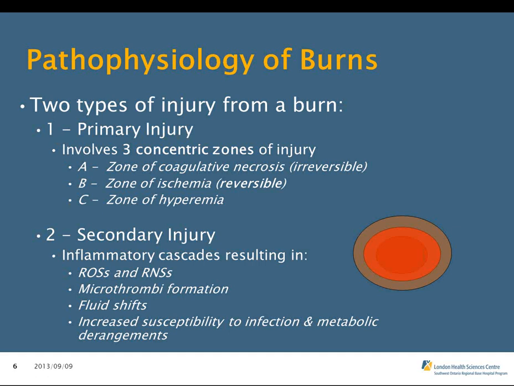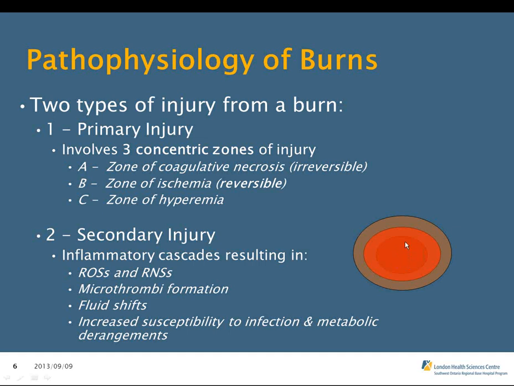So if we look at the primary injuries, whenever there's a thermal burn on the skin somewhere, we end up developing three concentric zones of injury. I've tried to make a graphic on the right-hand side here to help us appreciate what that looks like. If we look at zone A, which is the darkest region in the center, this is what's called the zone of coagulative necrosis. This is a region where there's been injury, and this is irreversible. Nothing we can do will fix that.